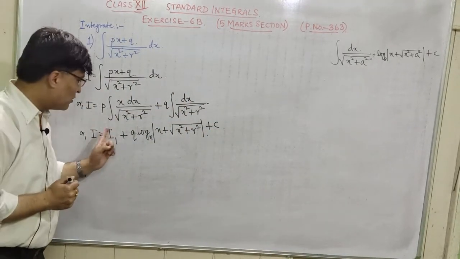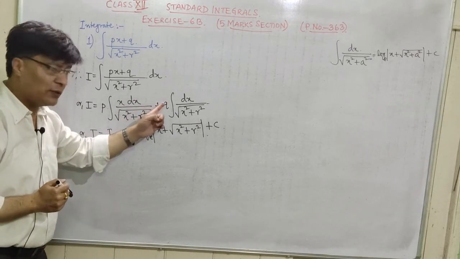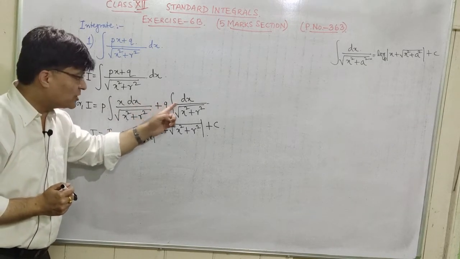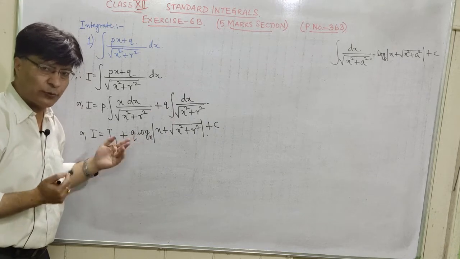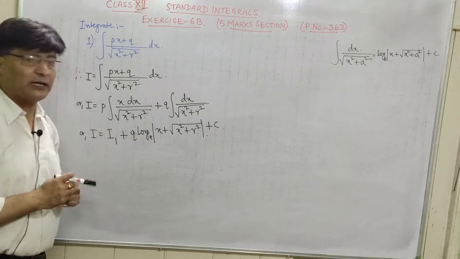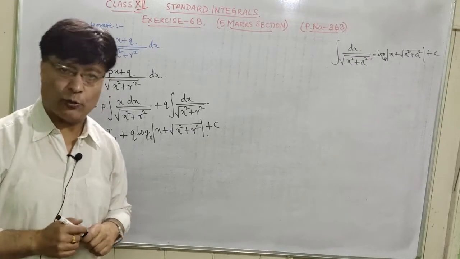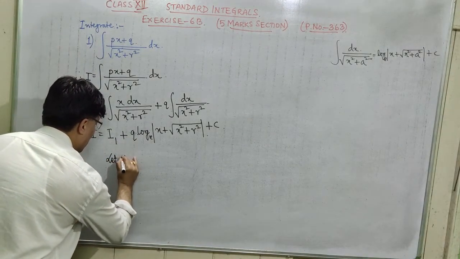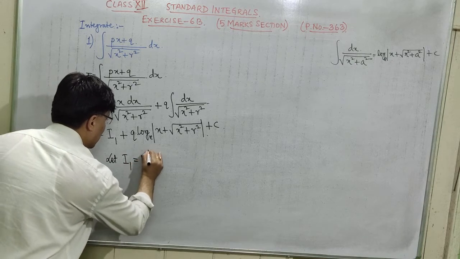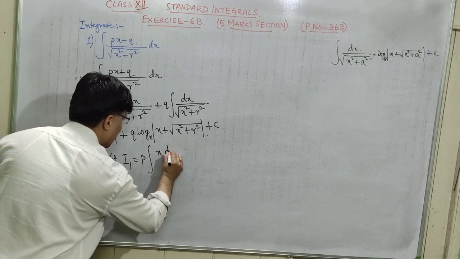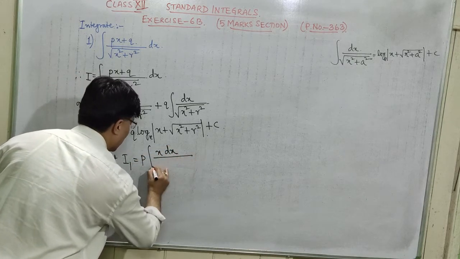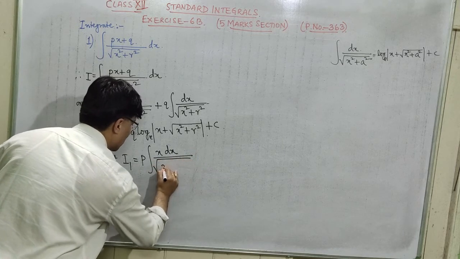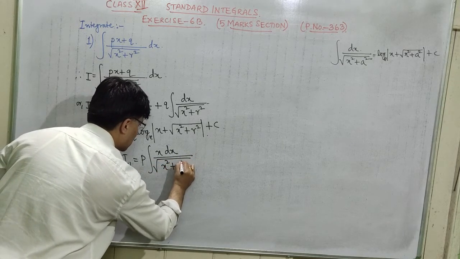Now let us find out the value of I1. We have used the formula for this second integration, this standard integral. So now let us find out the integral I1. Okay, so let I1 is equal to P times the integration of x dx divided by root over x square plus r square.